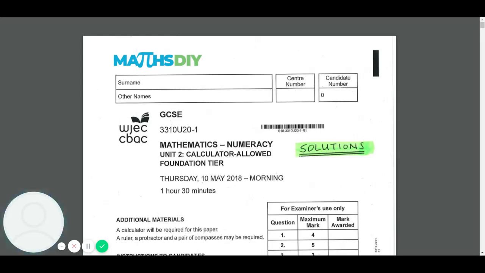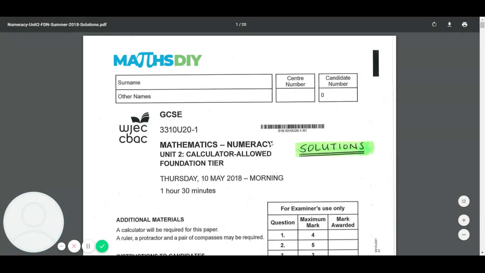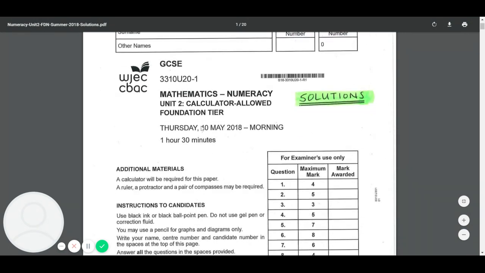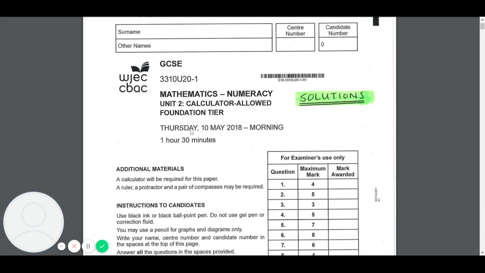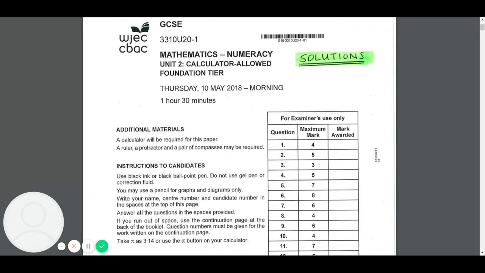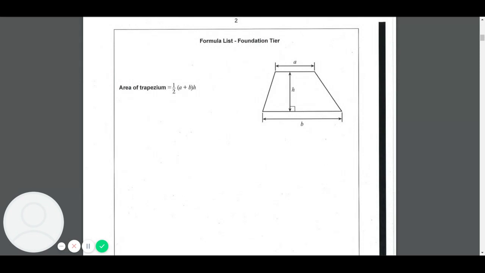So this is the review of the solutions for the paper I set you this week. This week's paper is paper 2 of the one we did last week, so it's the calculator allowed version. As you can see, it was done just a couple of days later, and that's how the GCSEs go. You do one exam on the Tuesday normally, and then the next one on the Thursday, and then that's your GCSE done, sorted. Okay, so formula list, not a question.